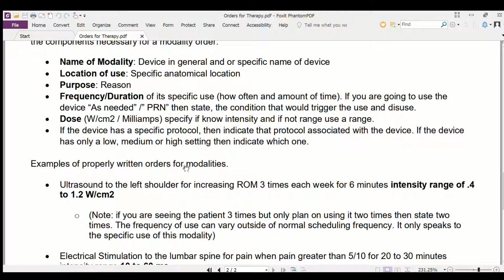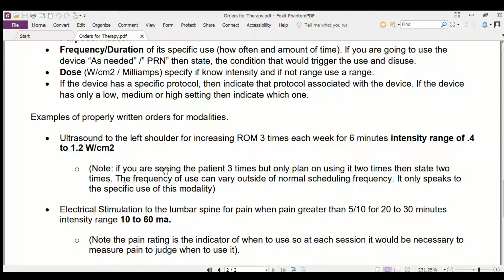I'm writing an order for ultrasound. Ultrasound to the shoulder, increasing range of motion, that's the purpose. Here's the frequency for it. There's the duration and time with an intensity range here. If you're seeing the person 3 times but only using it 2 times, then state 2 times.